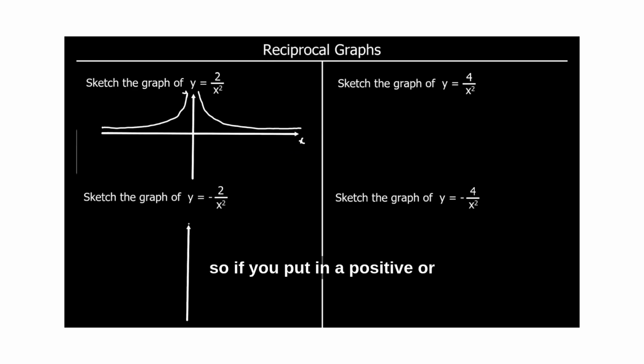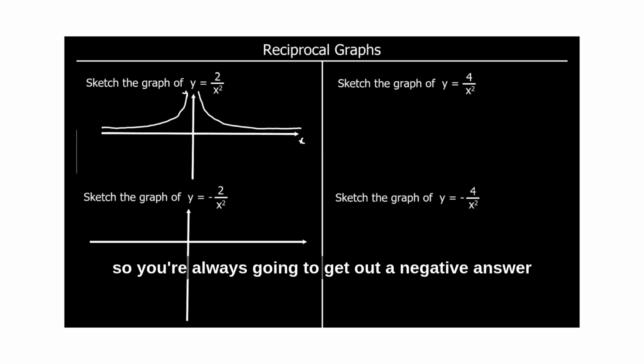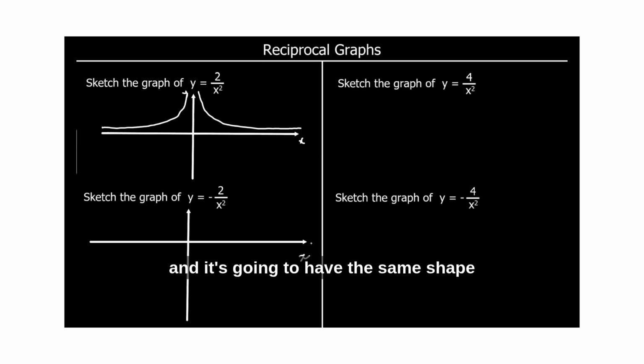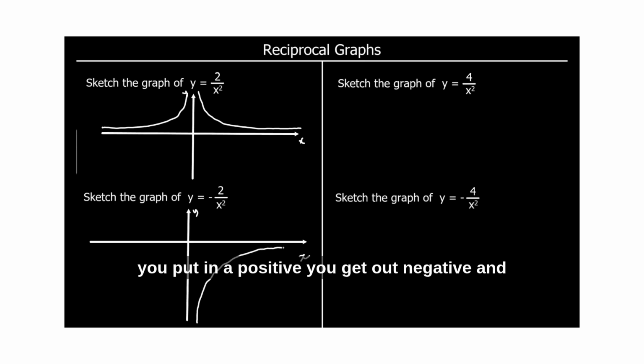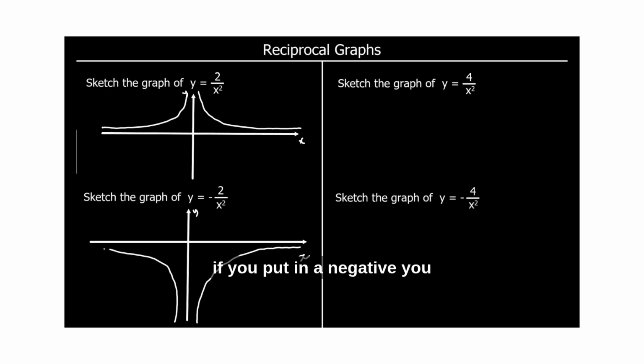So if you put in a positive or a negative, you're going to get out a negative answer. So you're always going to get out a negative answer and it's going to have the same shape. So if you put in a positive, you get out a negative. And if you put in a negative, you get out a negative as well. And again, 2 for you to sketch. Give them a go.